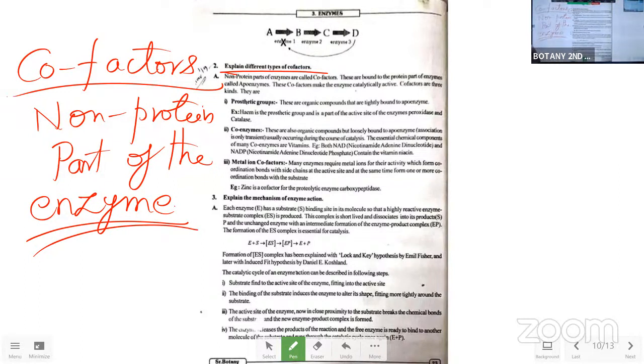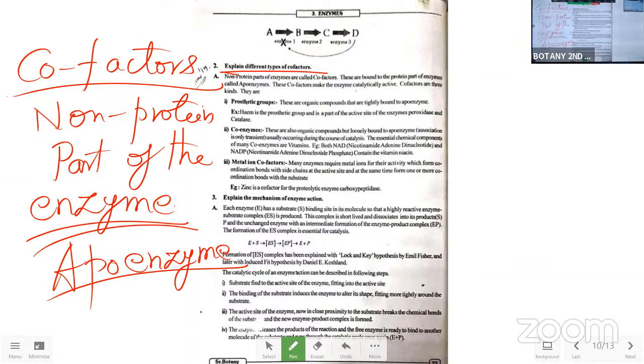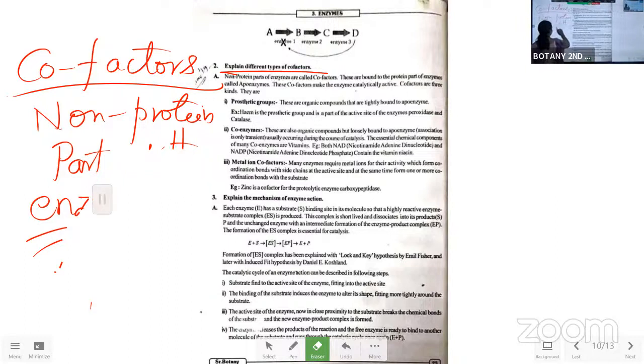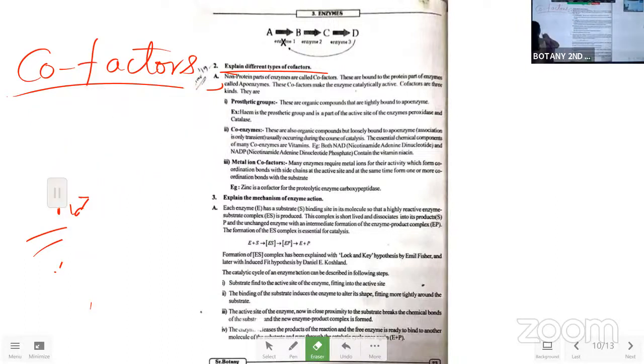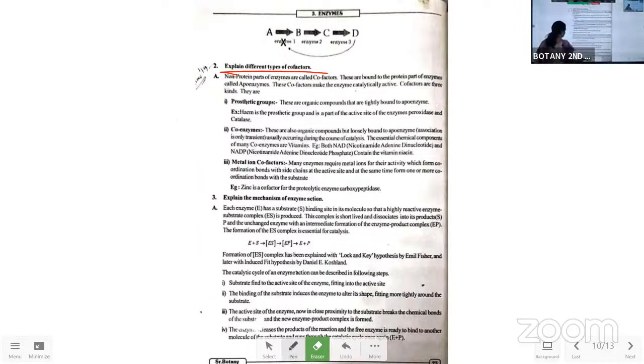Okay, and these are bound with the protein part to form a complete enzyme. So whenever they are binding to the protein part of the enzyme, that is called the apoenzyme. Whenever these non-protein parts are bound with the protein part of the enzyme, that is called the apoenzyme. Okay, so these cofactors make the enzymes catalytically very, very active, so that they can make the reactions faster. That is the cofactor's main purpose, to make the reaction faster by the enzyme.